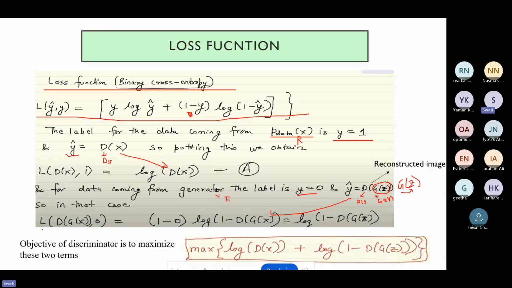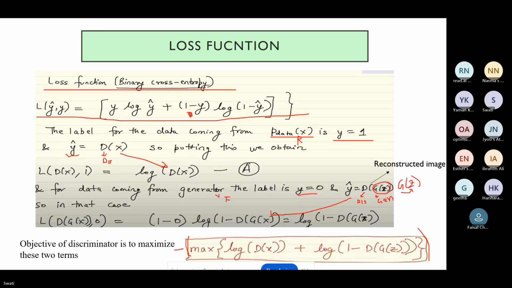So what will be the objective of the discriminator? To maximize these two terms. Actually, there should be a negative here, or you can say to minimize both loss functions, so that it can accurately identify whether it is fake data or real data. That is the main task of the discriminator.